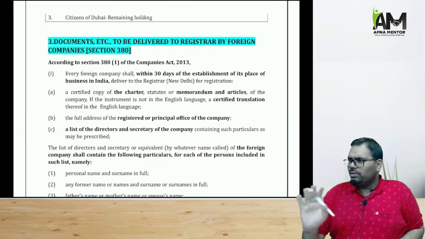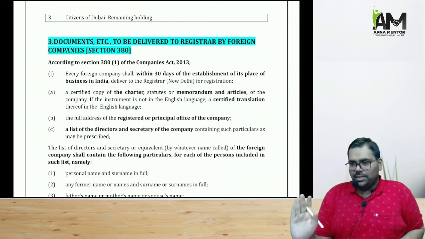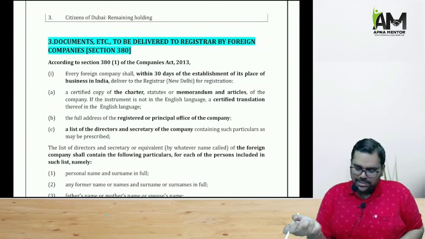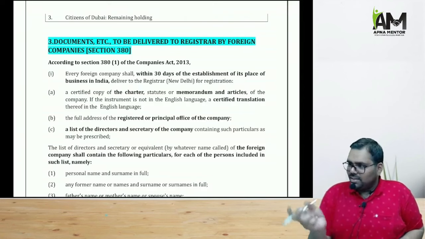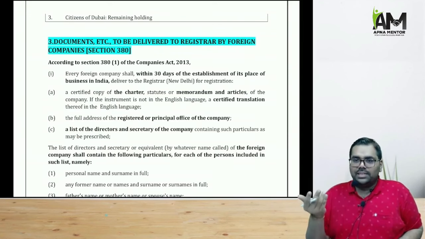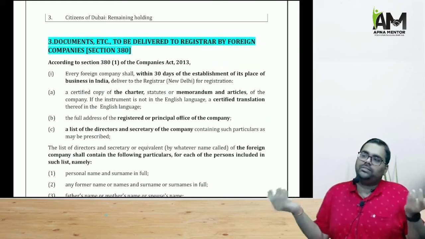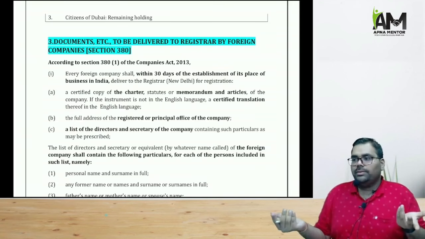See, you don't need any approval from ROC as such. But basically what you have to do is, you set up the place of business in India, and within 30 days, you give us a list of documents. With fees or without fees? With fees. Foreign company है तो क्या हुआ भैया? Fees तो चाहिए.